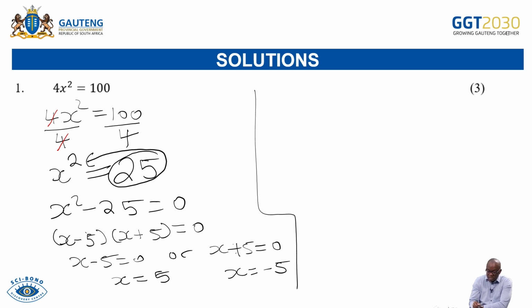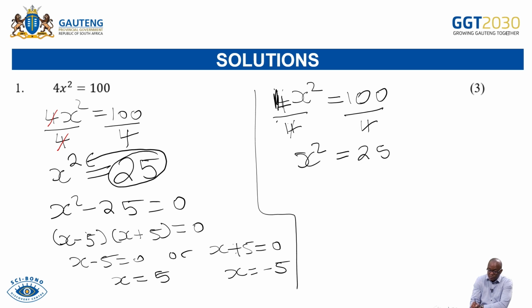Another way of doing this, remember, you can just simply say 4x squared is equal to 100. Then we divide both sides by 4. 4 divided by 4, you're going to be left with x squared, and it's equal to 25. One can say, at this stage, I can simply introduce the square root, and therefore x is going to be 5.